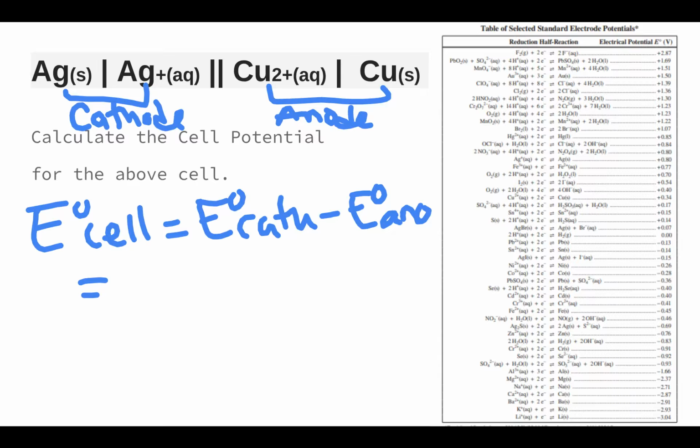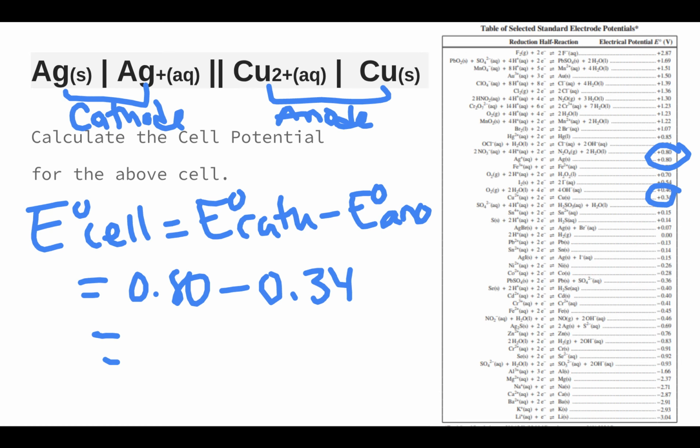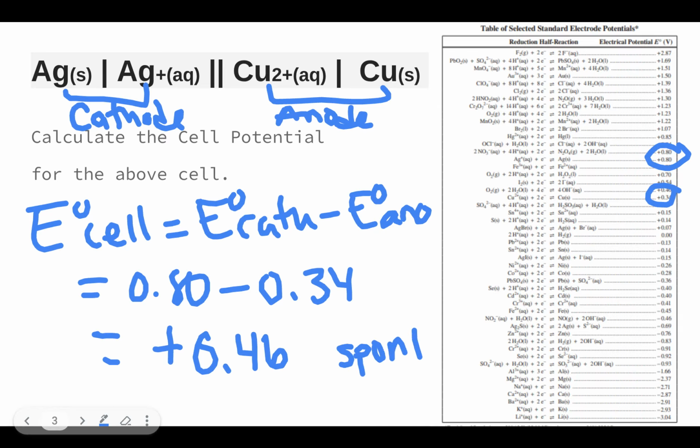So your cathode was a silver value, and so that is going to be positive 0.80. So we'll have 0.80, and then we're going to subtract the value of the anode, which is 0.34. So we'll just plug that into our calculator, just double checking cathode and anode. And when we do that, which I should be able to do in my head, but let's just use this, we get a positive cell voltage of 0.46. So we do still know that it's spontaneous, which all voltaic cells will be.